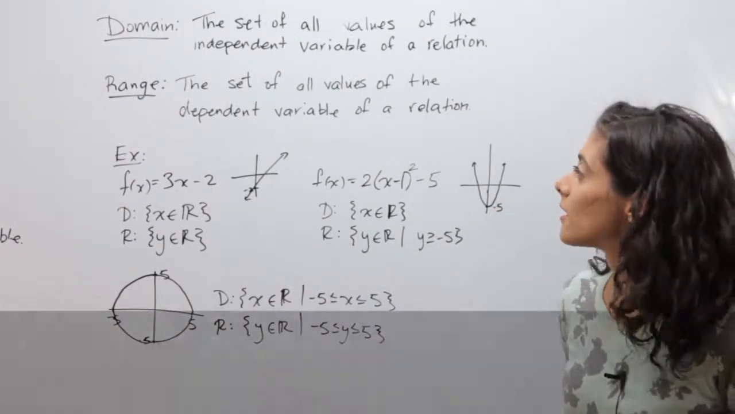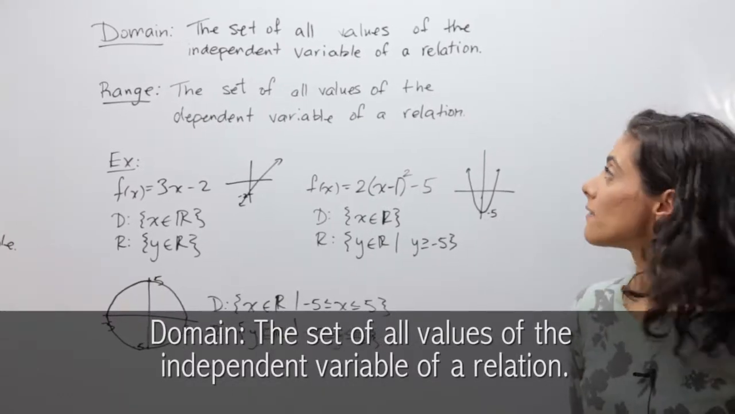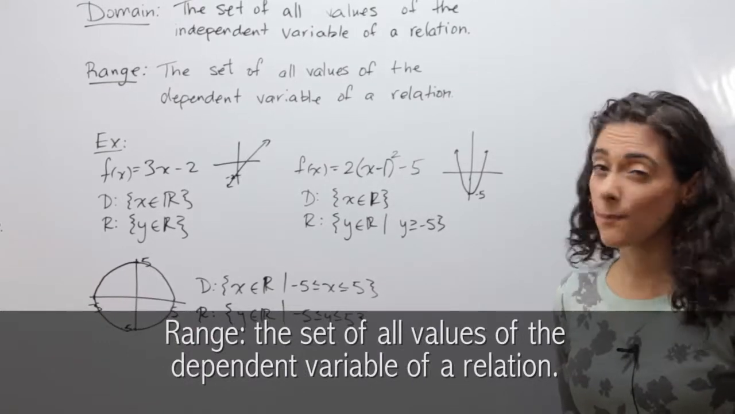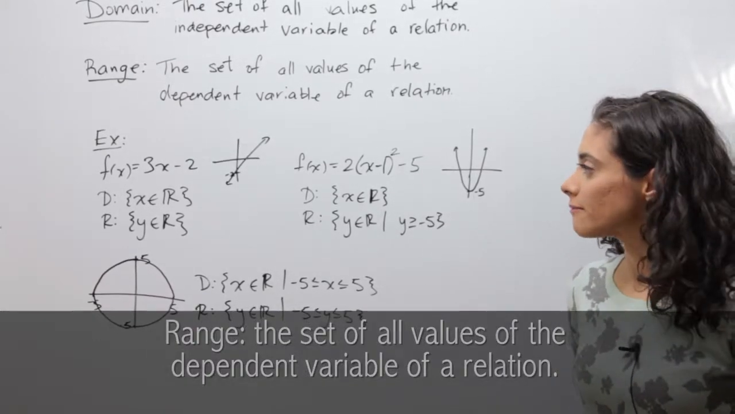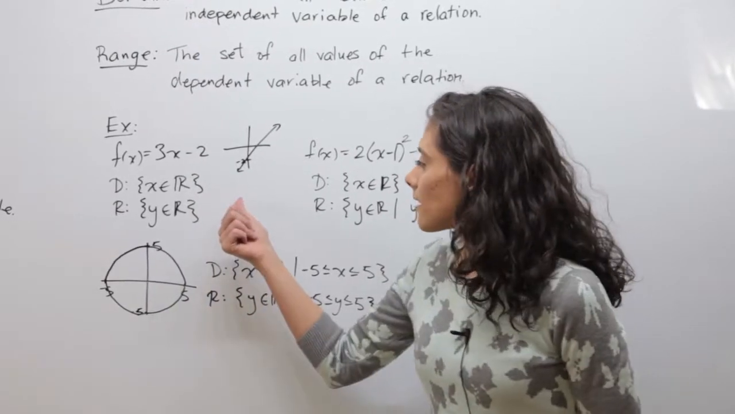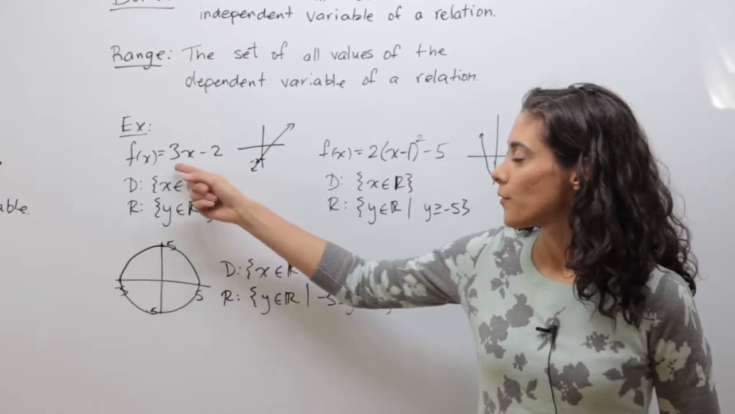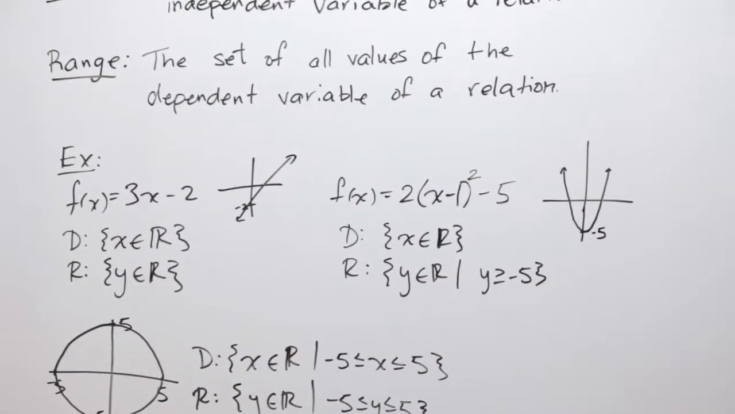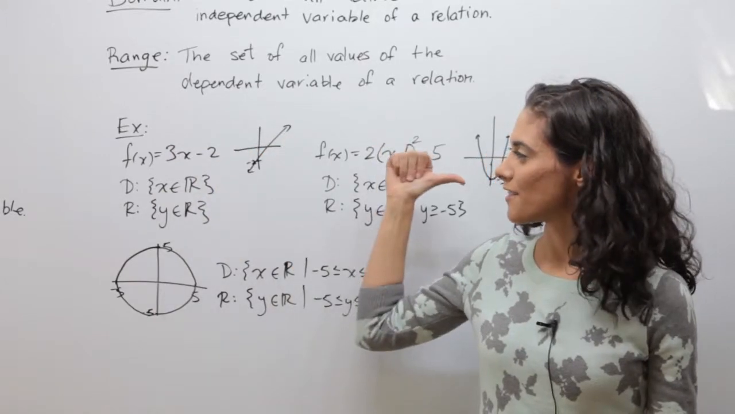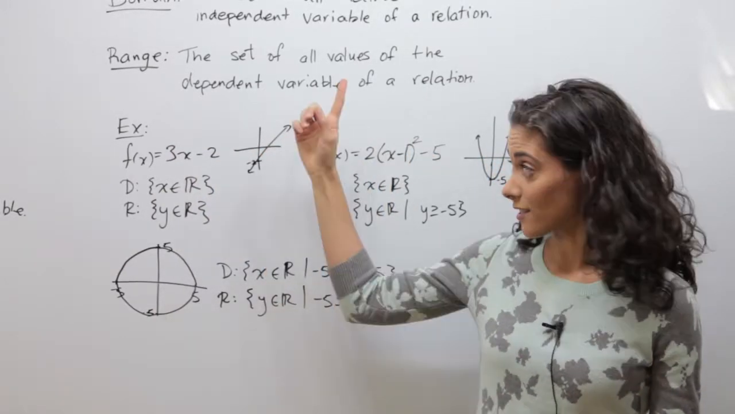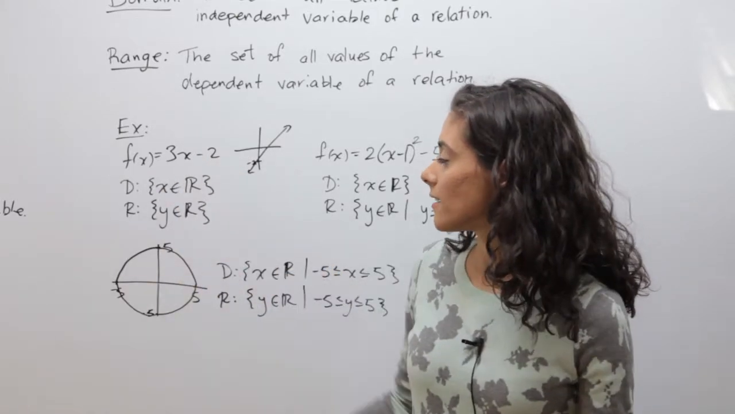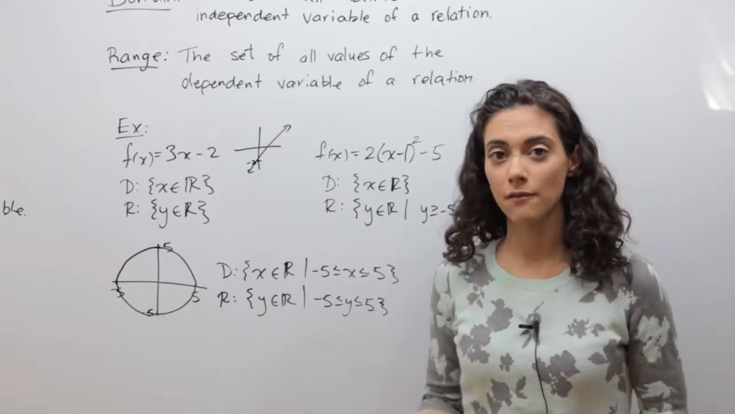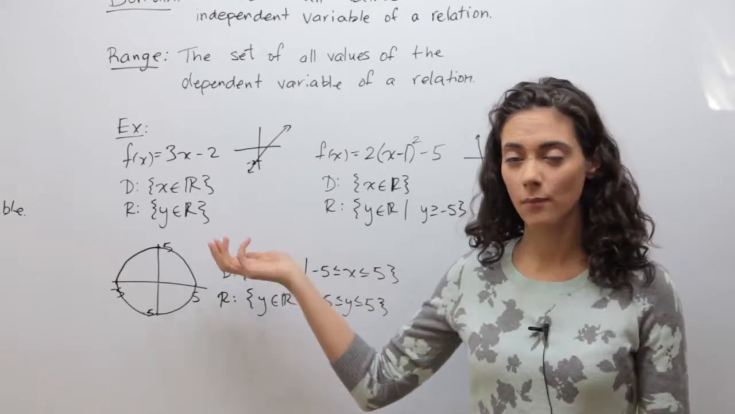Next, the domain of a function. The domain is the set of all values of the independent variable of a relation, usually the x-coordinates. And range is the set of all values of the dependent variable, usually the y-coordinate, of a relation. Here we've got some examples. This is a line, y equals mx plus b, slope of 3 and a y-intercept of -2. If you recall, a line goes on forever in either direction. Negative infinity that way, positive infinity that way. So we say that the domain is all real numbers. X is an element of all real numbers, and the range is y is an element of all real numbers, which is to say x can be anything and y can be anything.